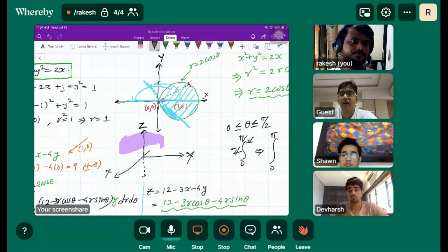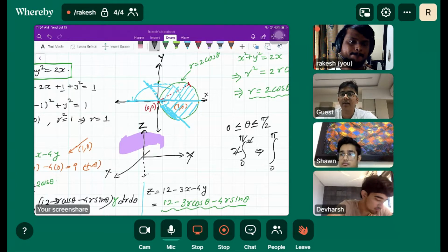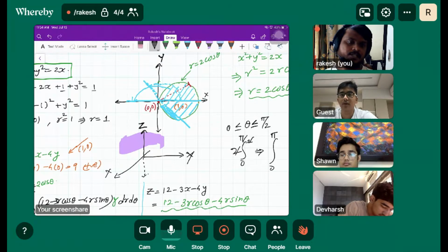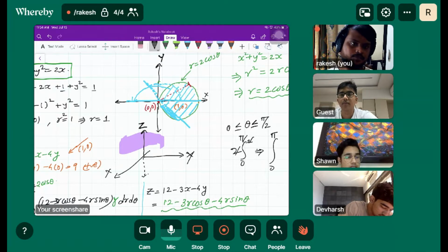We are taking 0 to pi, basically occupying 2 quadrants, right? Perfect. If the center was slightly towards the left, some fraction comma 0, then we'd have to take 0 to 2 pi? No, not like that. There also the region would be repeated. We should not repeat the region, otherwise it will add some extra volume to your answer.